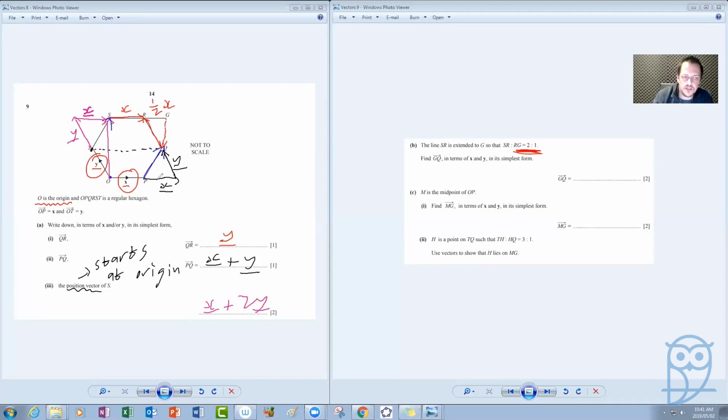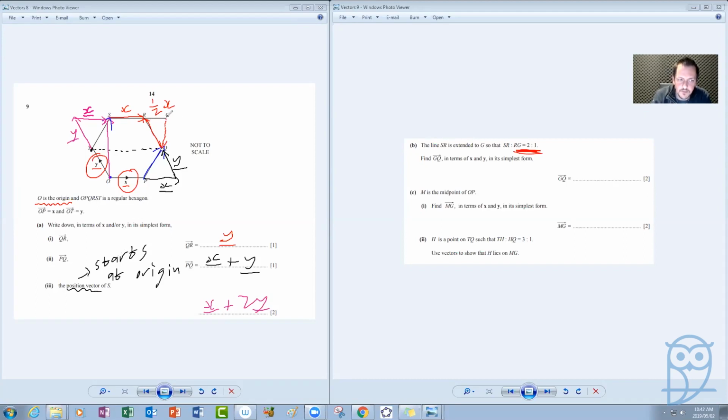Now, how are we going to do that? Luckily, it's actually not that difficult. But we've got to remember that with vectors, there is one golden rule. To find a vector that we don't know, use vectors we do know. So if we want to go from G to Q, we have to go from G to R and R to Q.